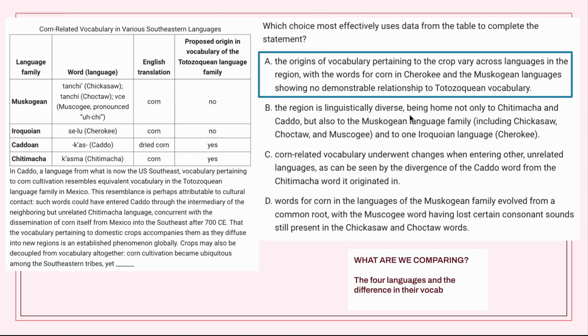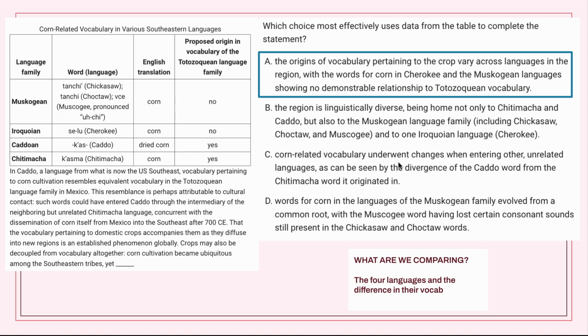The region is linguistically diverse, being home not only to Chitimacha and Caddo, but also to the Muskegean language family and to one Iroquois language. Well, this is just telling me all the different languages, but it's not explicitly saying how the word for corn is different across the languages, so I don't really like this one. It's just telling me the different languages.